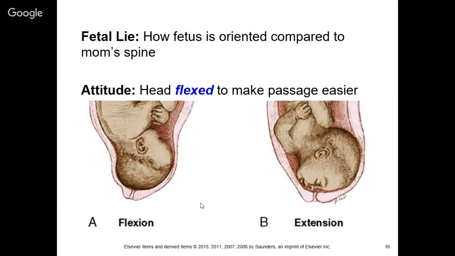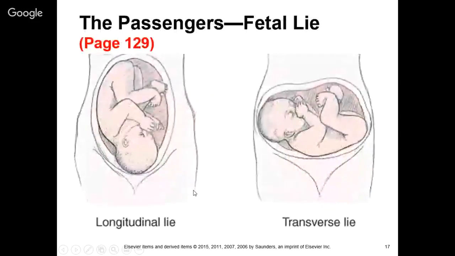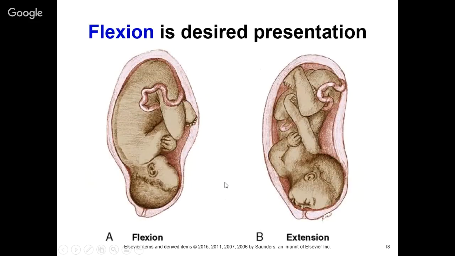When a baby's head is in extension like the one on the right, that creates a much larger space. A lot of times when we have C-sections, it's because there's an extension in the presentation and in their attitude. So you want to know that flexed is the best position. Fetal lie here is longitudinal and transverse. Flexion is the desired presentation. Tuck and roll.